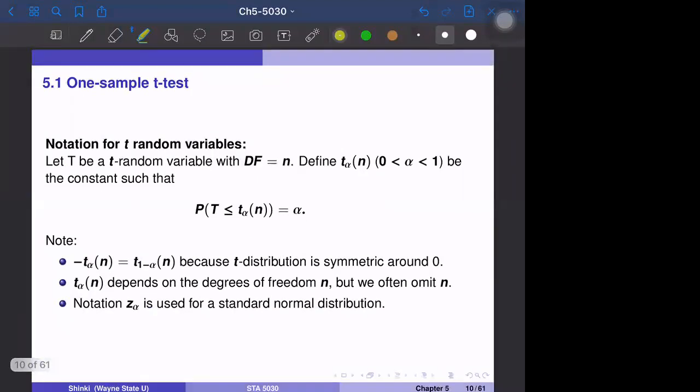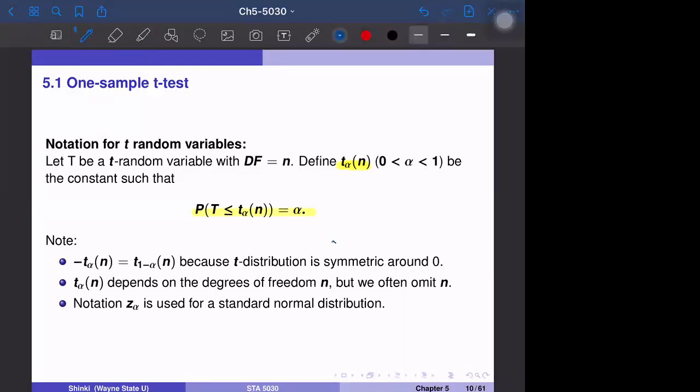Okay, so next, we would like to summarize the one sample t-test for the general case. At first, some notation. If capital T is a T random variable with degrees of freedom n, we define T sub alpha of n, where alpha is some probability between 0 and 1, as the constant satisfying this.